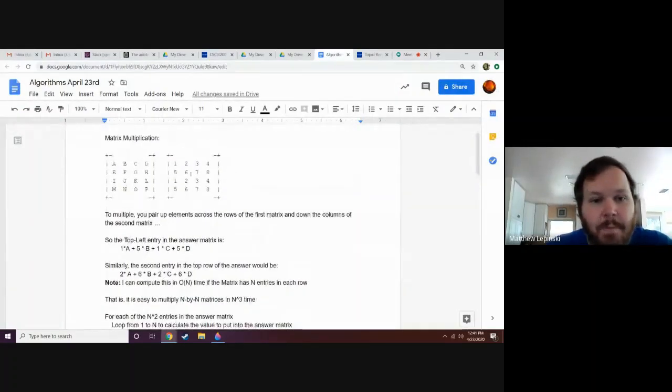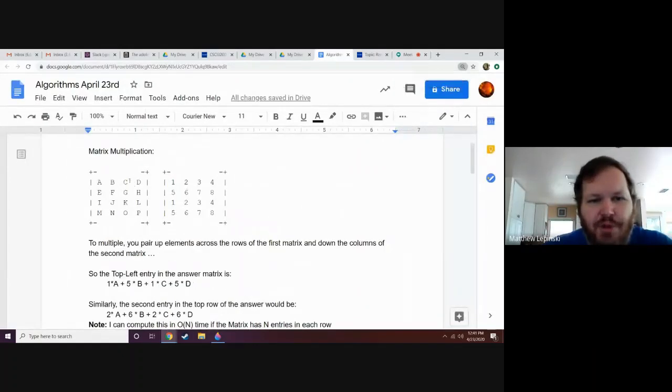So this is another look at matrix multiplication. We have our matrix here, A, B, C, D, 1, 5, 1, 5, 2, 6, 2, 6. To multiply, you pair up the elements across the rows of the first matrix and the columns of the second matrix. So the top left entry in the answer matrix is going to be 1 times A plus 5 times B plus 1 times C plus 5 times D.